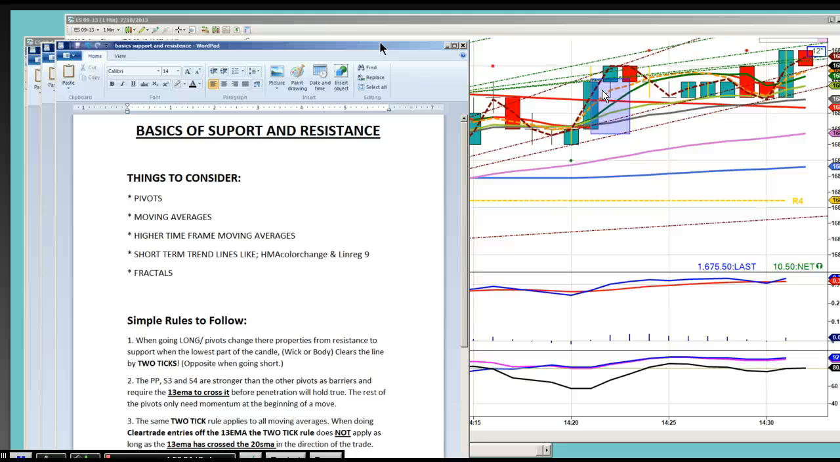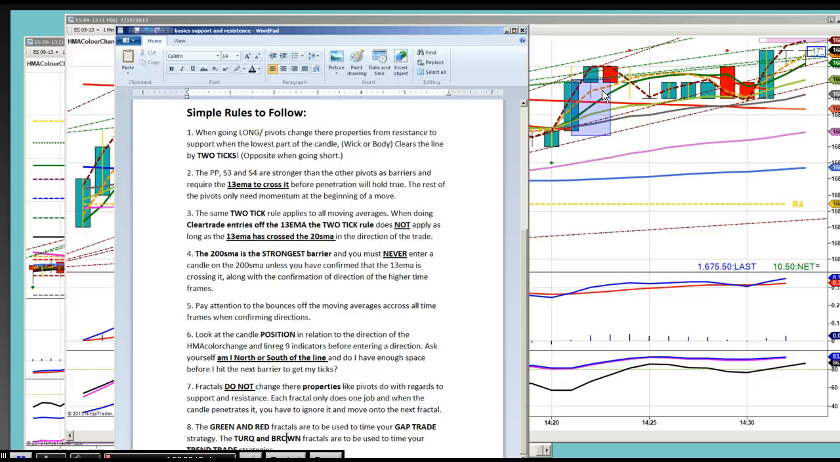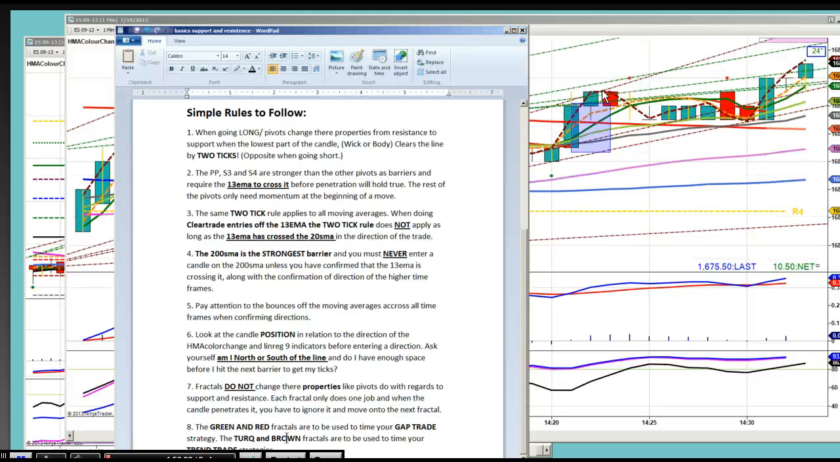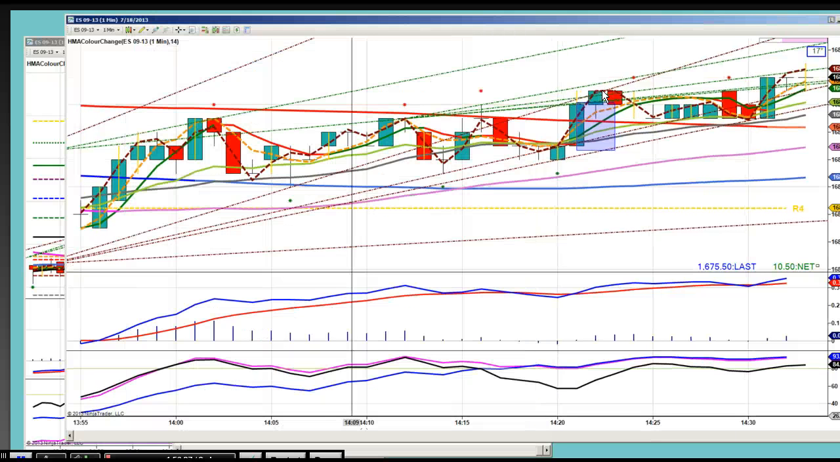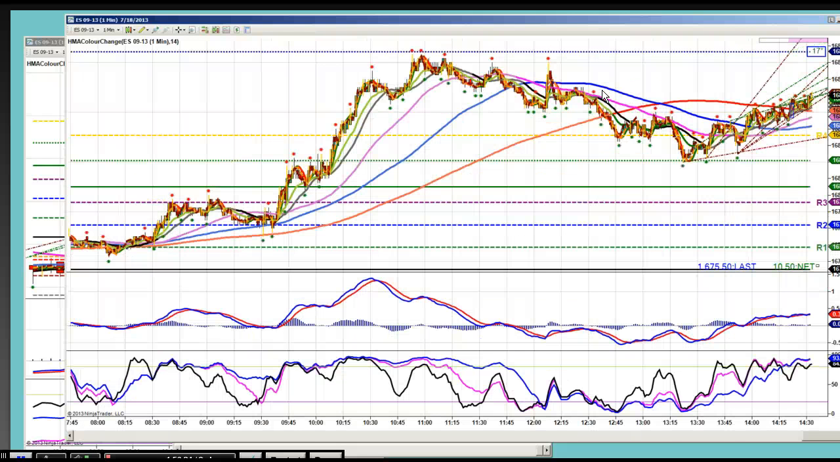Understanding what to do with your red and green fractals versus your brown and turquoise fractals. Knowing what strategy you're executing when you're executing it. Very, very important. And understanding your pivots. You're missing golden opportunities by not knowing that the market's going to run to the R4 when it crosses the R3. You're missing opportunities about running to the S4. You're also missing counter trend opportunities if you don't know about the S3 pivot rule.